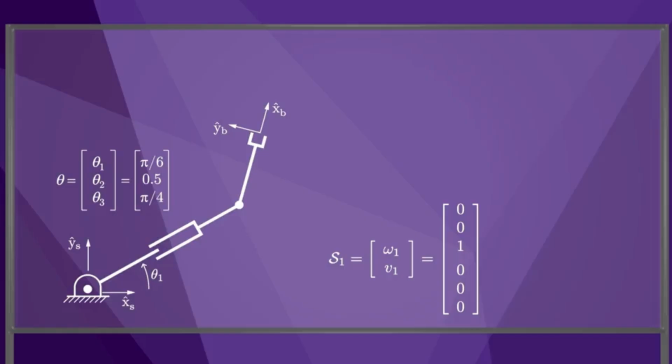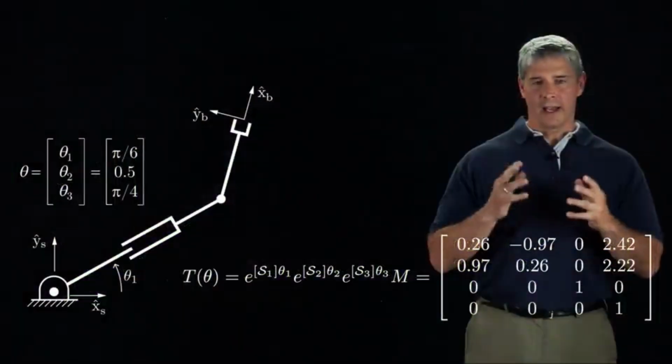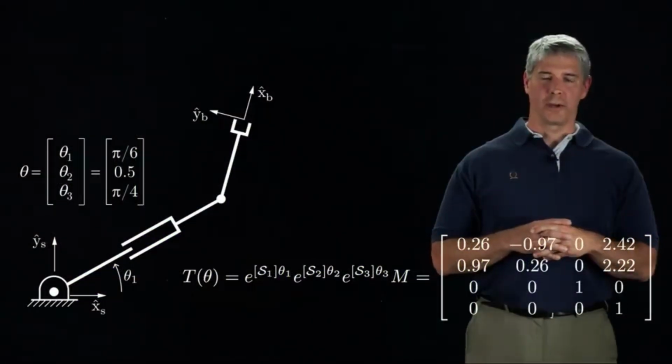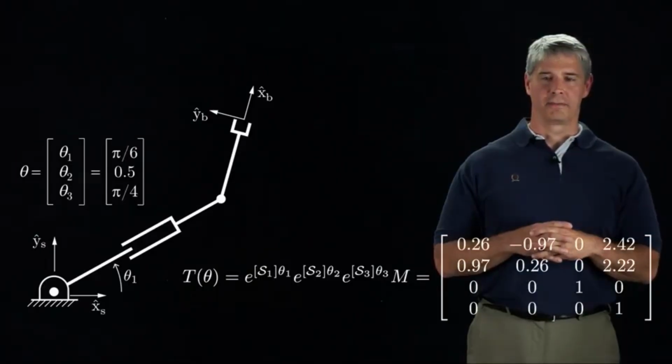The new configuration of the B frame, T of theta, is again given by left multiplying the previous configuration by the new space frame transformation. Again, the previous motions of joints 2 and 3 do not affect the relationship of joint 1's screw axis to the S frame because they're not in between joint 1 and the S frame. Therefore, S1 is the same as the screw axis of joint 1 when the robot is at its 0 configuration.